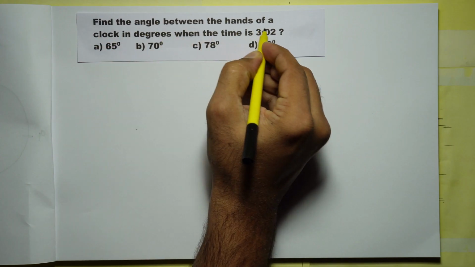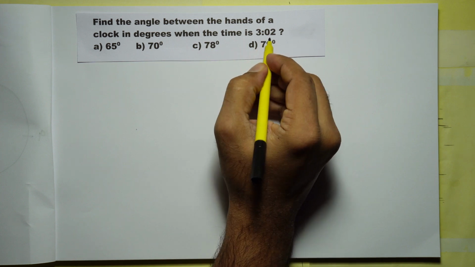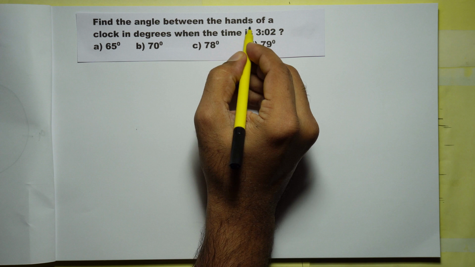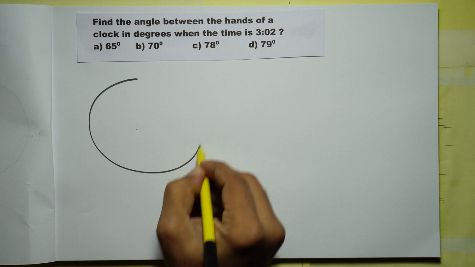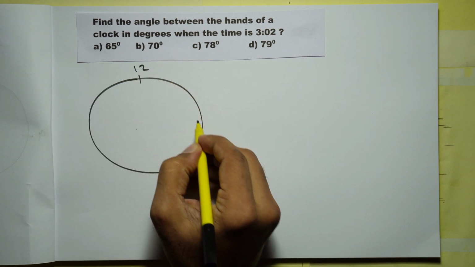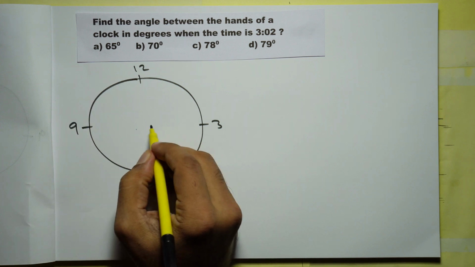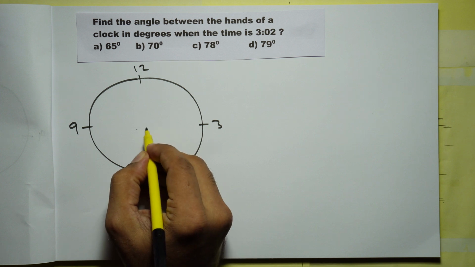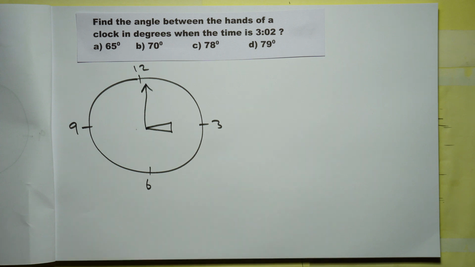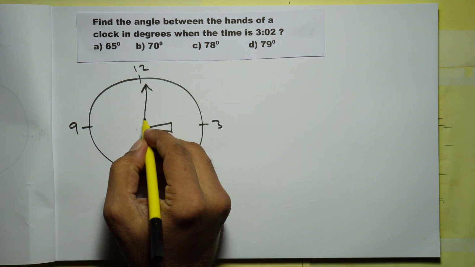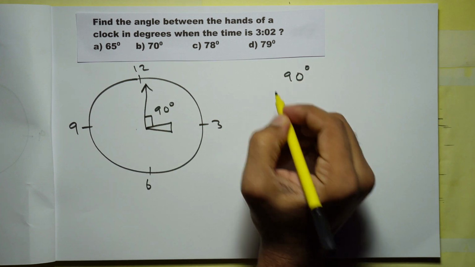Find the angle between the hands of a clock in degrees when the time is 3:02. So first we'll find out the angle between the hour hand and minute hand when the time is exactly 3 o'clock. So we can draw the clock like this. You have 12 here, 3, 6 and 9. So first we'll look at the situation when the time is exactly 3 o'clock. The hour hand will be here and the minute hand will be here. Now exactly at 3 o'clock the hour hand is here, minute hand is here, and this angle will be 90 degrees. So the angle will be 90 degrees at 3 o'clock.